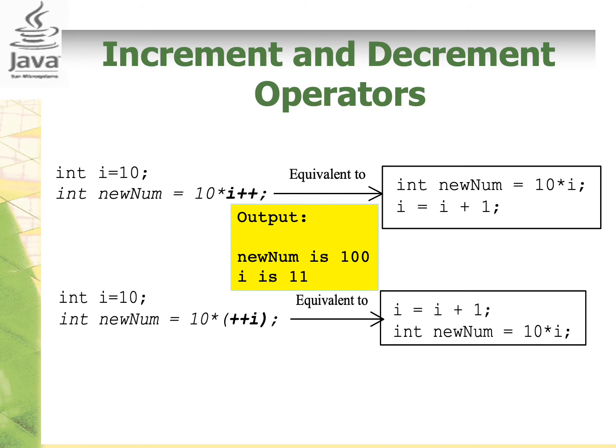This is exactly the same if we write it as int newNum = 10 * i, which is 10 * 10 = 100, and on the next line, i = i + 1.